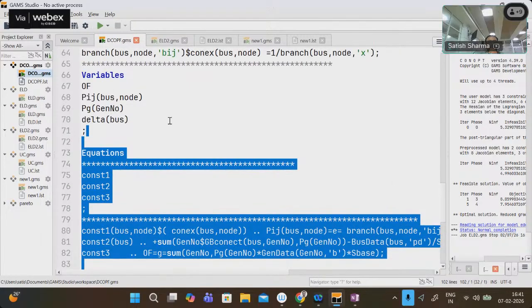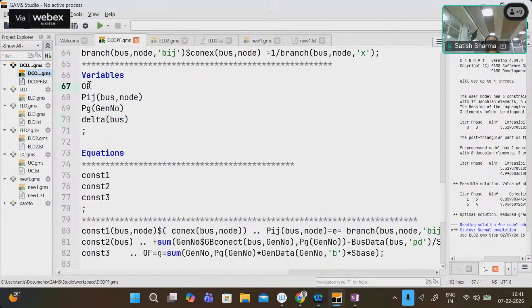Now the variables which have been defined are only the objective function OF, power flow between I and J, PG generator number, and some delta which is angles. No declaration or description is provided because that is optional. Some equations are defined, named equation 1, 2, and 3, and no description is provided here either.